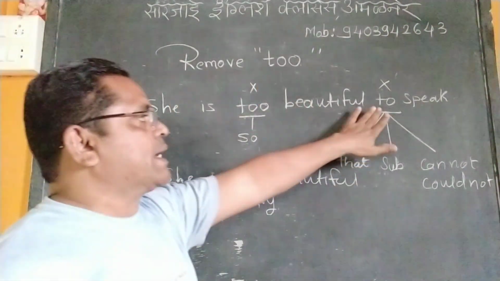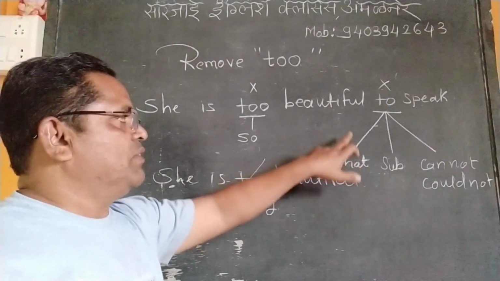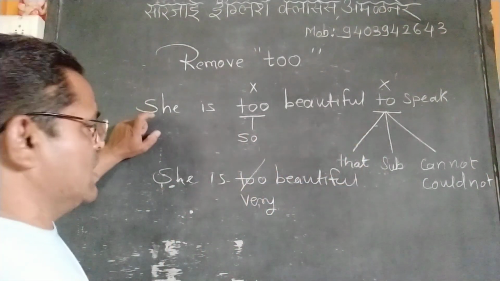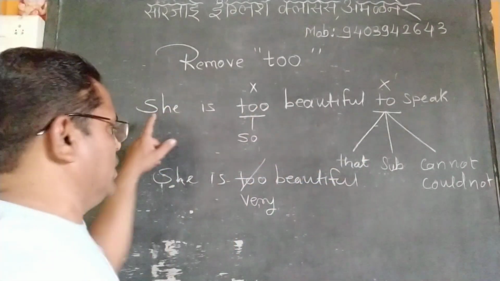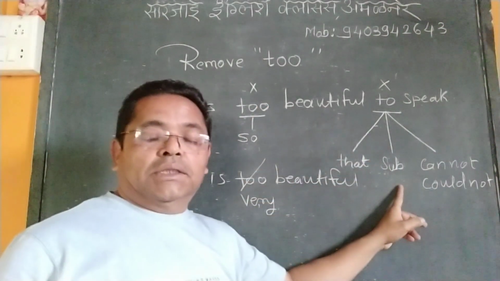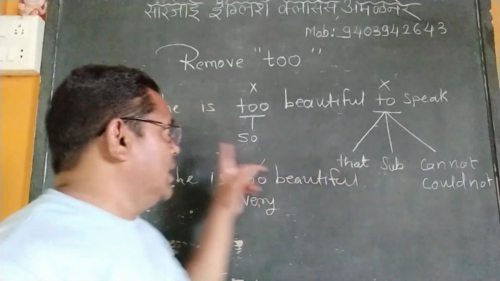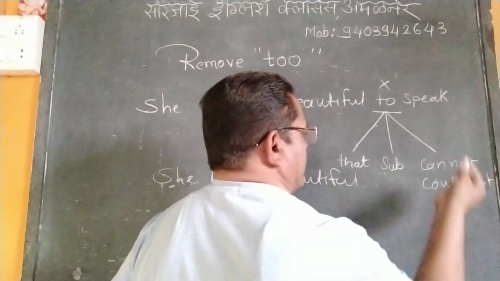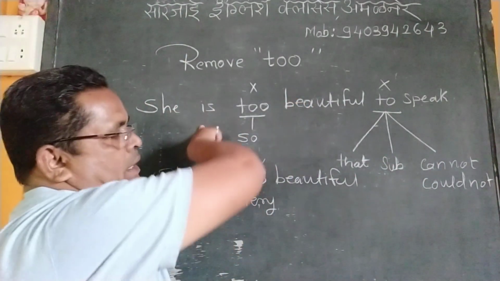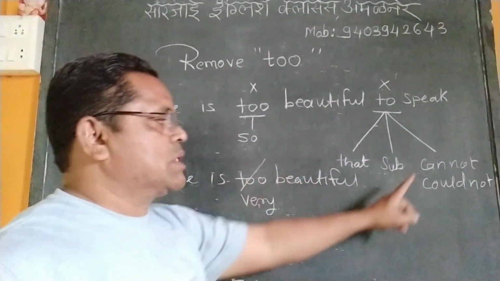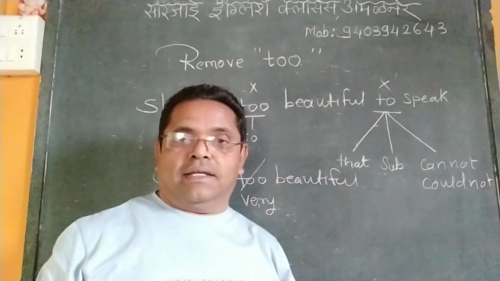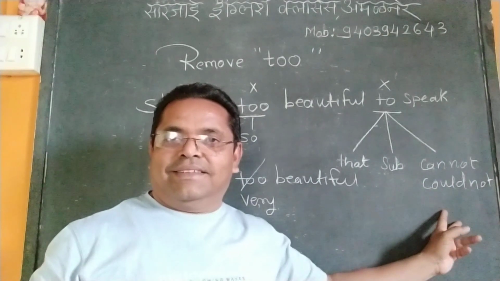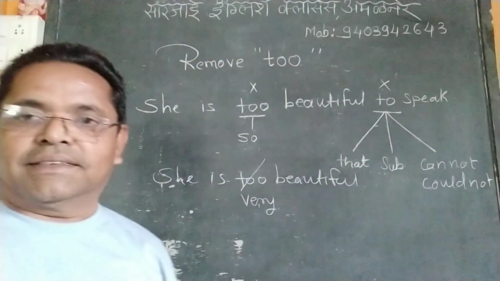While you remove the second "to", use first "that", then the subject, means pronouns. If here is Raja, you can use "she". If here is Raju, you can use "he". If here is people, "they". And then "cannot" or "could not". If the sentence is in present tense, use "cannot". If the sentence is in past tense, use "could not". Okay, I hope you understand it.